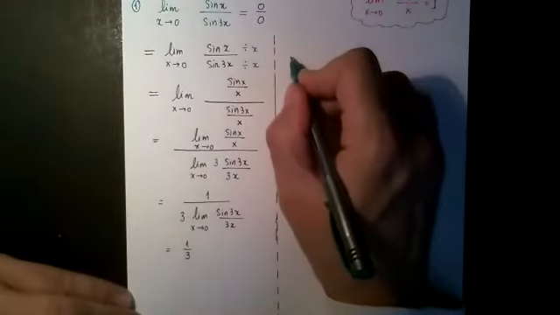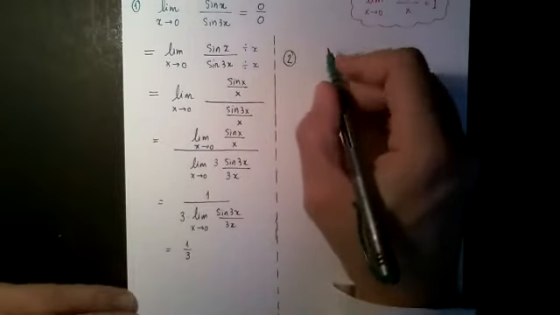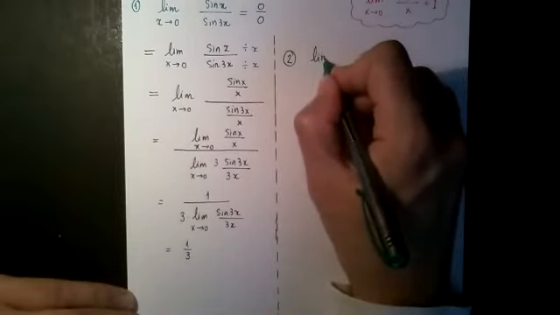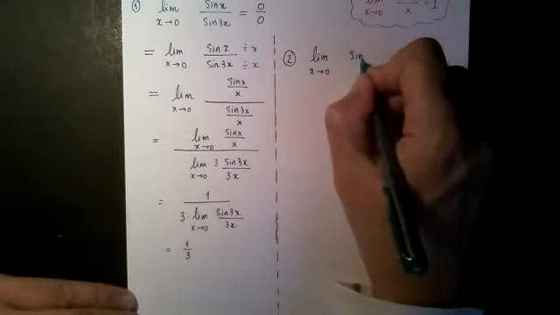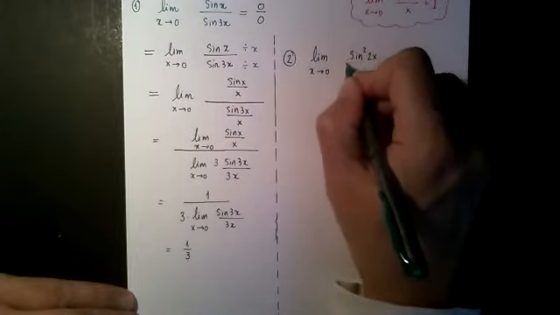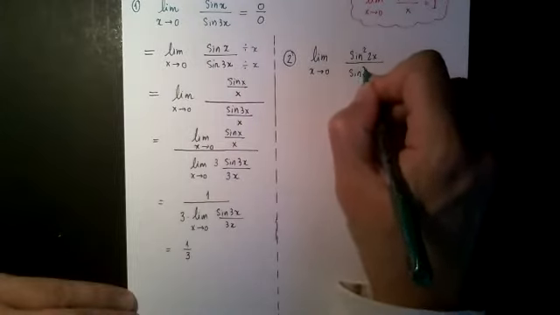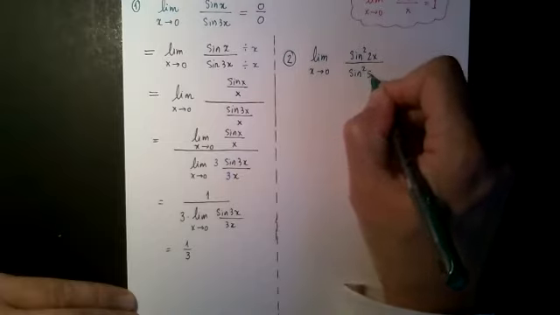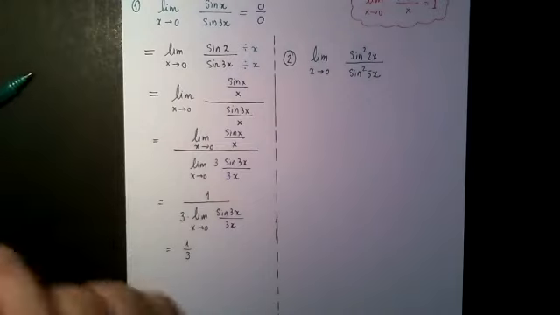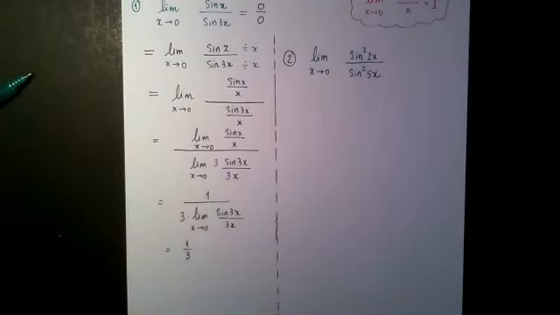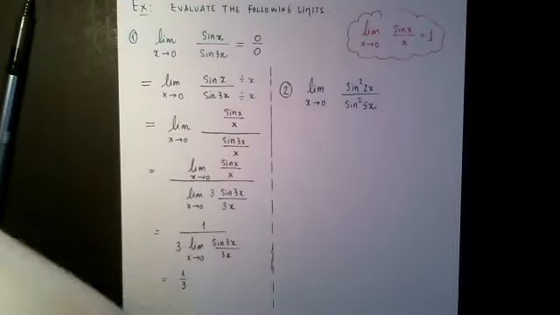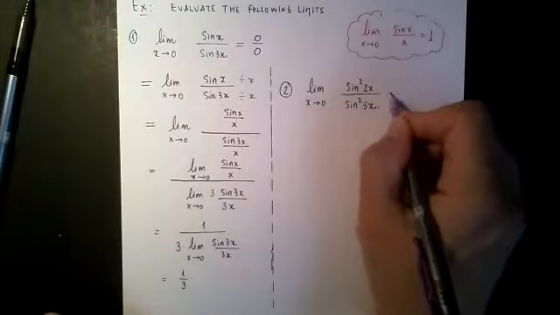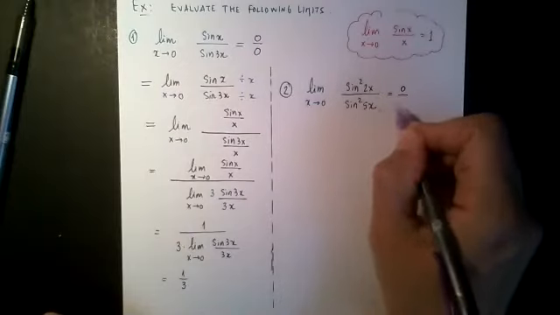Okay, so example 2. The limit as x approaches 0 of, let's say, sine squared of 2x divided by sine squared of 5x. So the first thing we do, we plug in 0. So I get sine squared of 0 is 0, sine squared of 0 is 0.